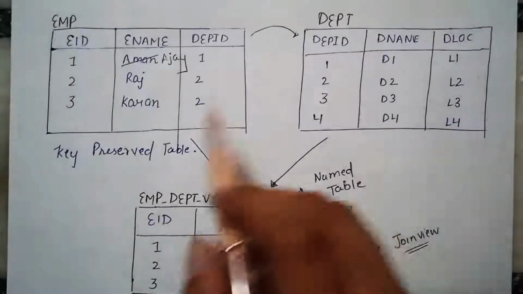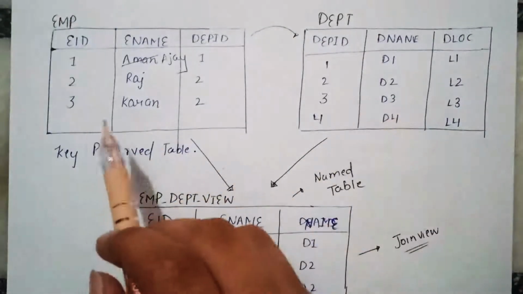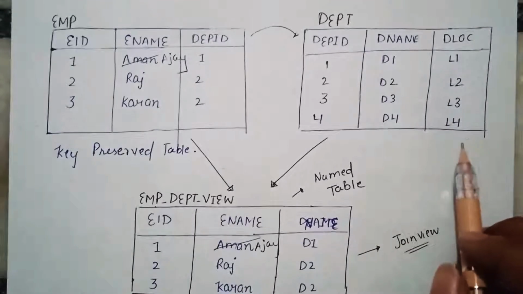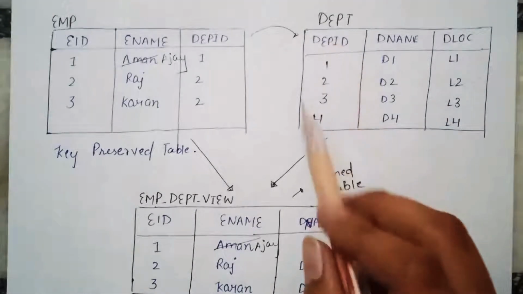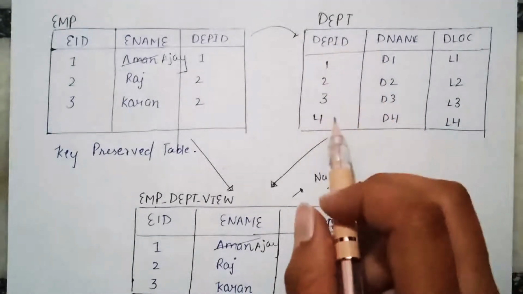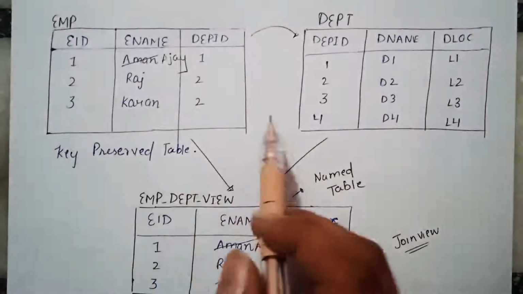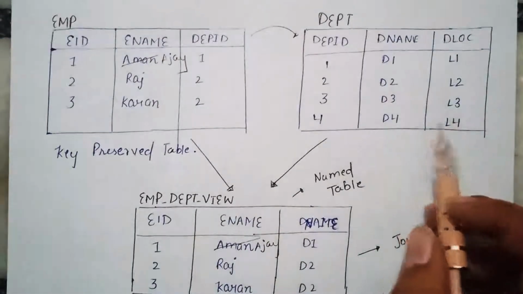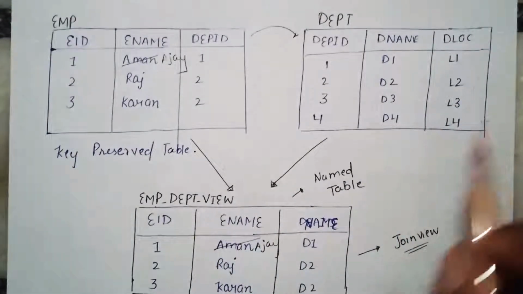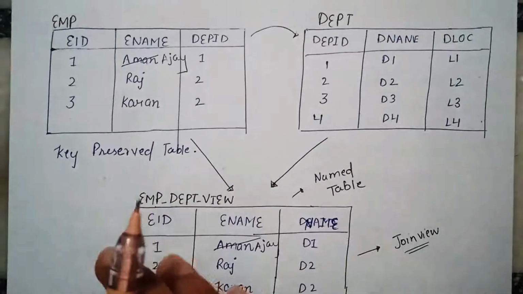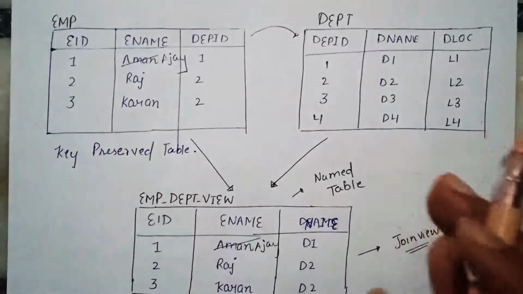For example, this department table is not referencing this employee ID. But if we talk about this department table, its primary key is going to be referenced by the foreign key of this employee table. So we can say that it is a non-key preserved table, but its primary key is preserved, it is safe. It is not referenced by somewhere else.